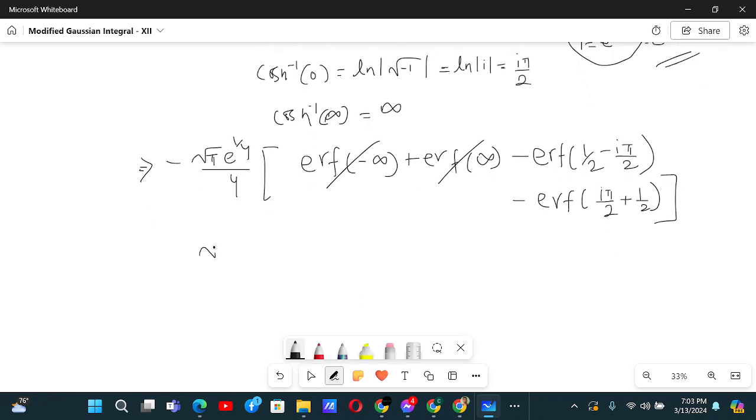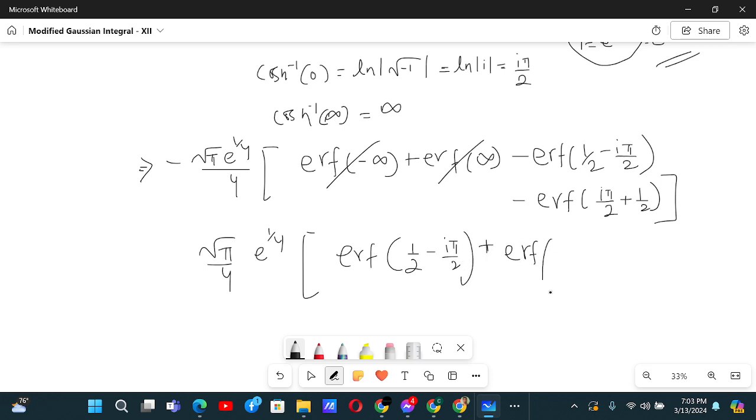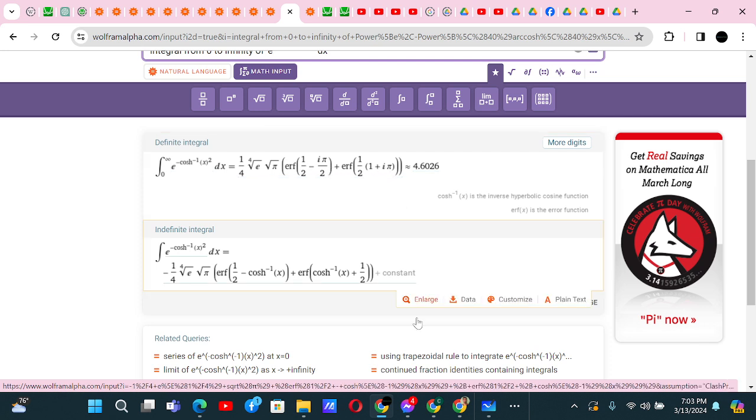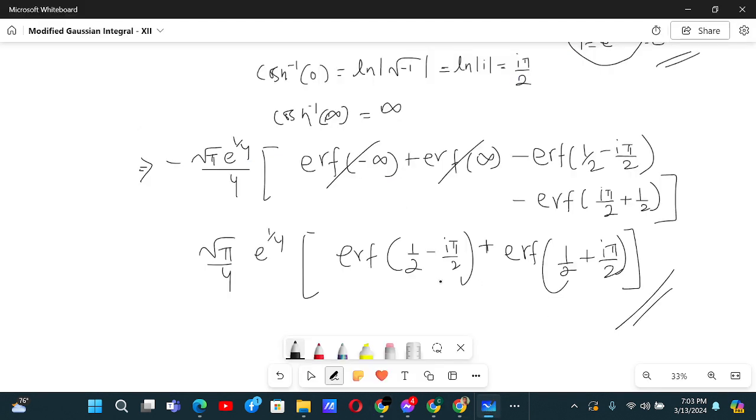That gives us root pi by 4 e to the power 1 by 4, and this will be ORF of 1 by 2 minus i pi by 2 plus ORF of 1 by 2 plus i pi by 2, and that's the answer. Let's check from Alpha. Root pi by 4 fourth root of e, ORF of 1 by 2 minus i pi by 2 plus ORF of 1 by 2 plus i pi by 2, and yeah, that's the same answer.